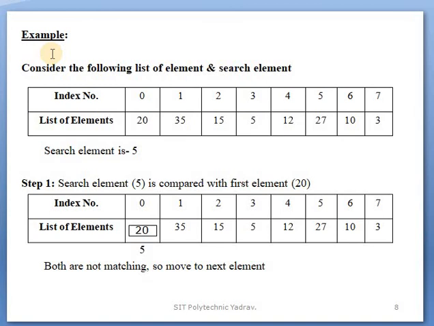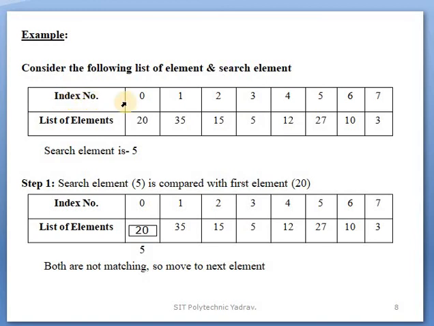There is one example given. This is a diagrammatic example through which the points become clear. Consider the following list of elements and search element. For example, the list of elements is 20, 35, 15, 5, 12, 20, 27, 10. Okay. In that, there is no restriction of sorted or unsorted. Any list we use, sorted or unsorted.